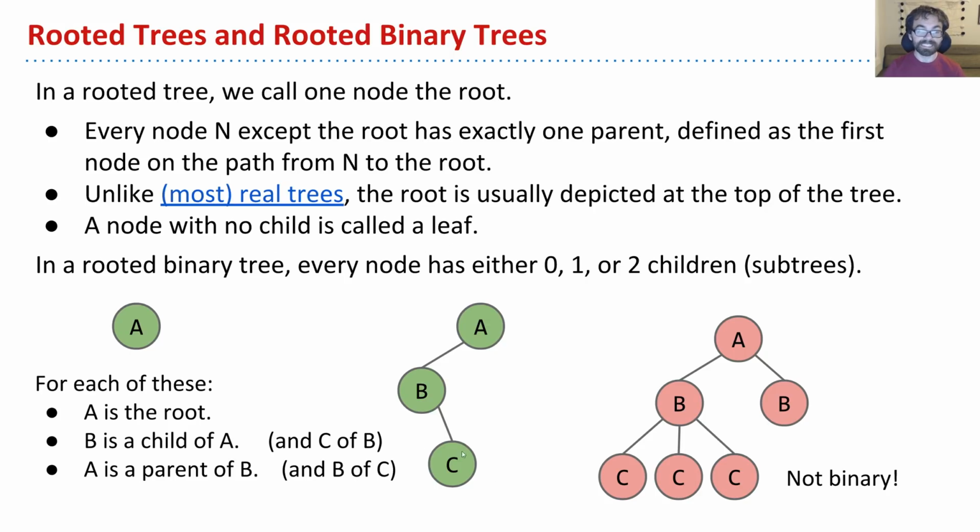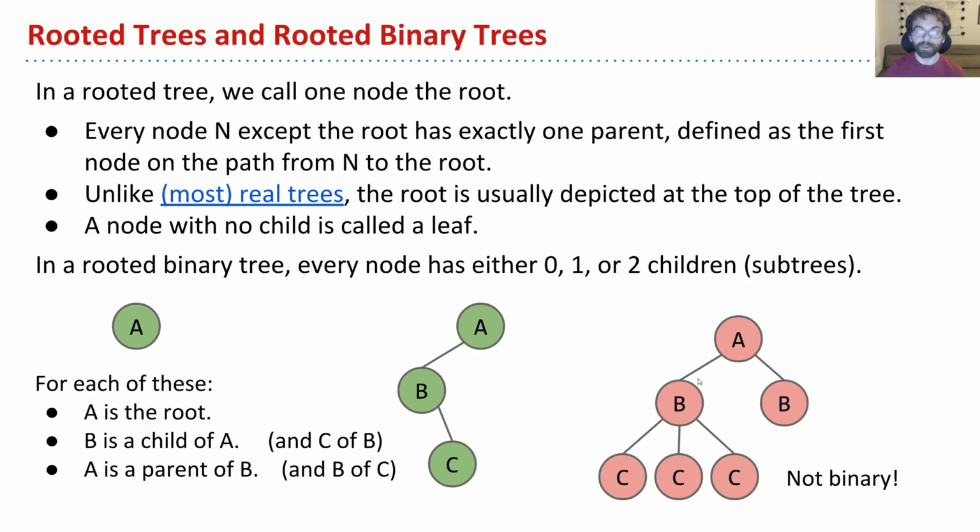So for example, C is a leaf. C's parent is B because B is the first node on the path from C to the root. And because a tree has only one path from any node to the root, there's no ambiguity. Now in a rooted binary tree, every node has either 0, 1, or 2 children. Okay? And each of those children is a subtree. So for example, A has 1 child in this middle example, which is B. B has 1 child, which is C, and C has 0 children.